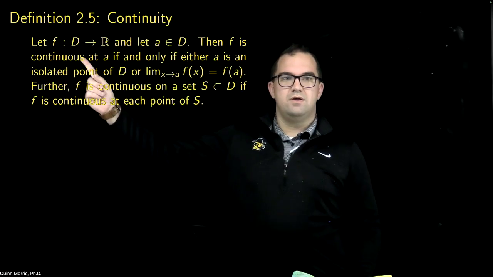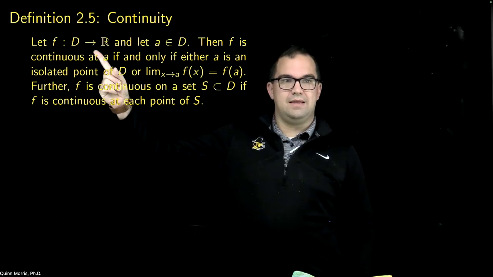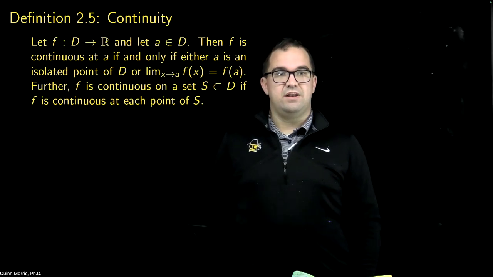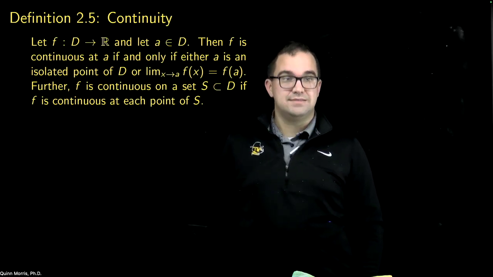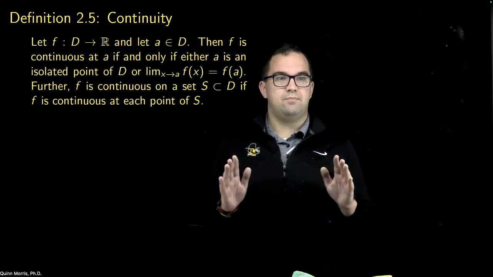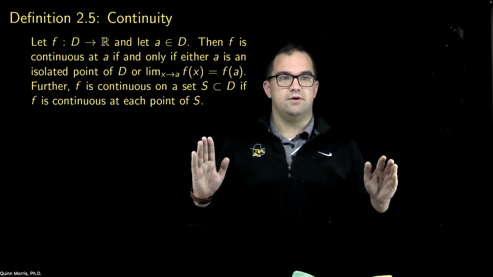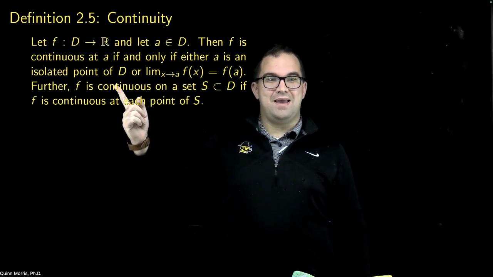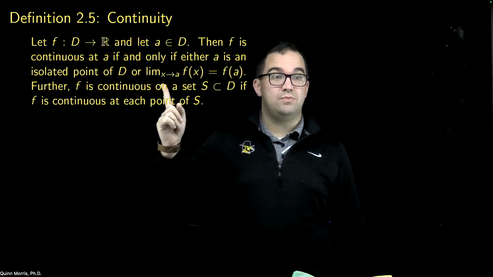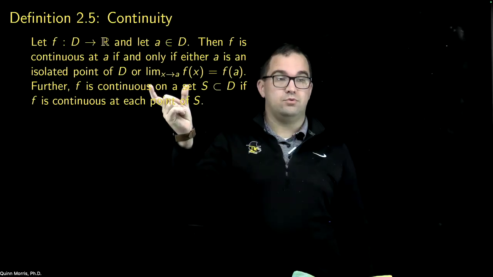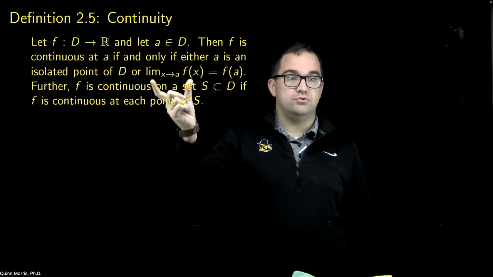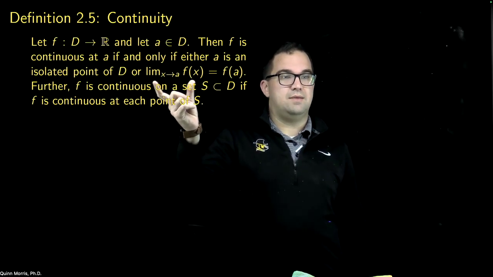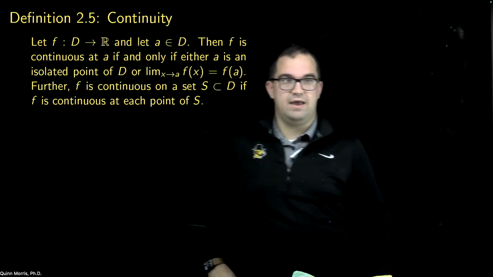So let my function f be a function from some set D, the domain, into R, and let A be a point in the domain. Then f is continuous at A if and only if either A is an isolated point of D. So if A is an isolated point of the domain, our function is automatically going to be continuous there. Or, in the other case, if A is not an isolated point of the domain, then it's an accumulation point. If it's an accumulation point, then I can talk about this limit, right? Which still may not exist, but I can at least use the definition to think about it. And in that case, I'm going to say a function is continuous if the limit as x approaches a of f of x is equal to f of a.